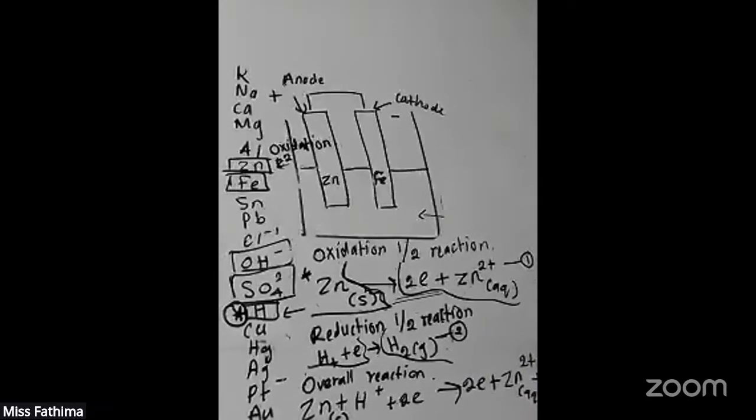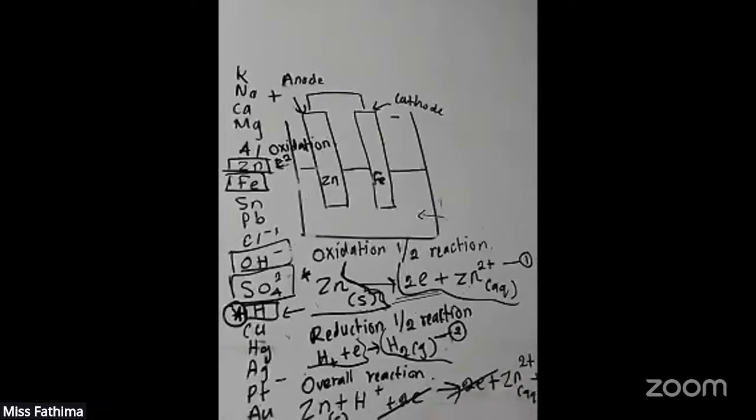Then you can cut off the electrons. Then you write the remaining. The overall reaction will be zinc solid plus 2H plus, then you put the arrow, zinc 2+ plus H2 gas. Understood? Right, you all can see that.